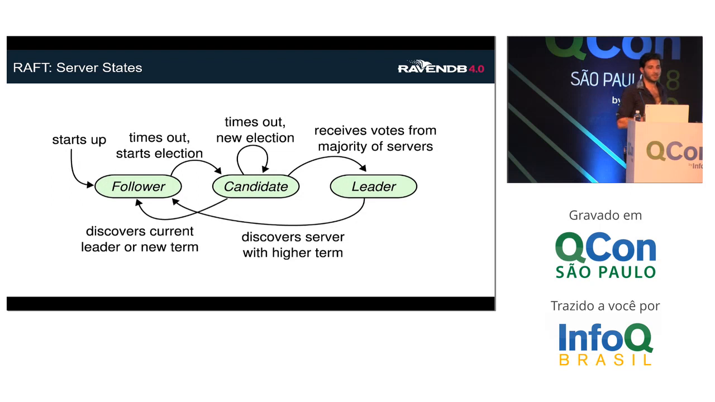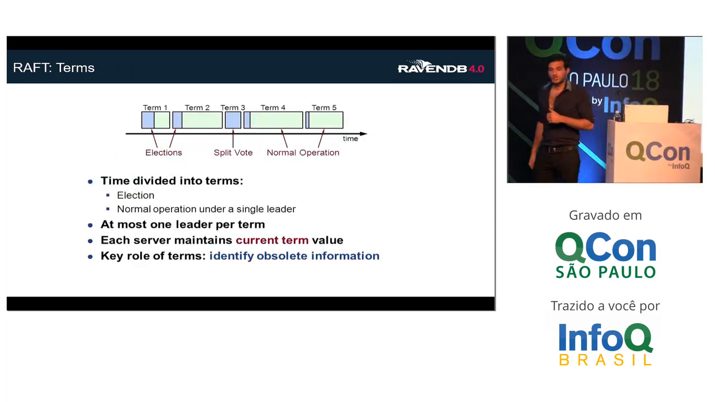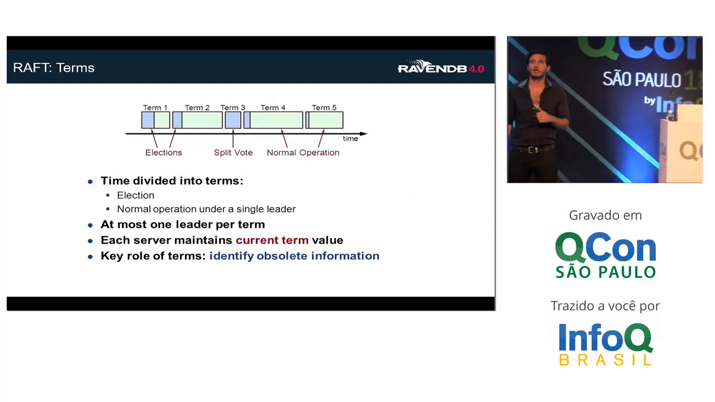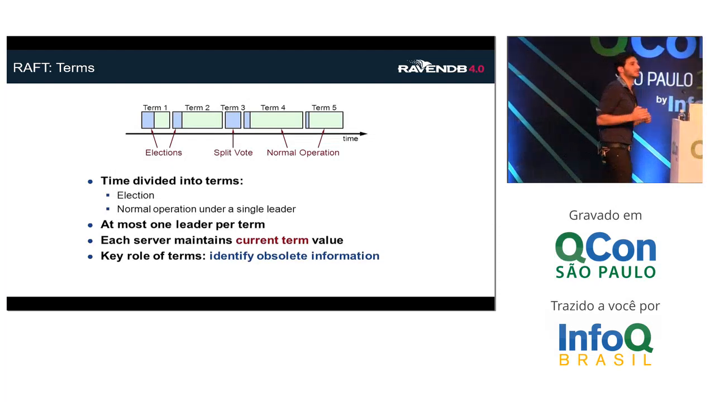Now, like I told you before, when a follower becomes a candidate, he will increase his term. So I want to elaborate on the terms and what they are. You can take the terms as the time divided between those elections.